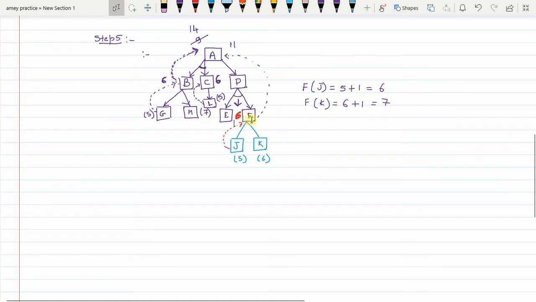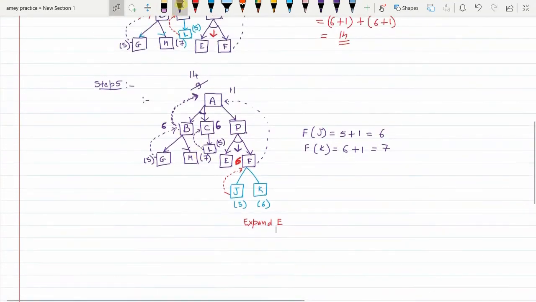But now let us see what value will be propagated back to D. Here there is an AND arc. EF is an AND arc. We have just solved F. Unless and until we also solve E, we will not be able to get the backup value here. So now we have to solve, or expand, E also, right? So at the end of step 5 we expand E further. Okay, so let's start with step 6.